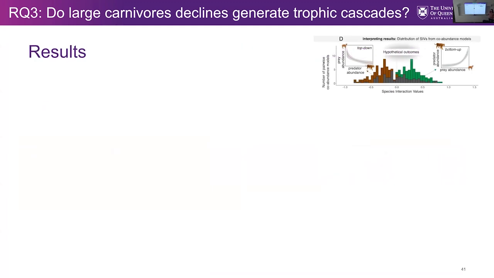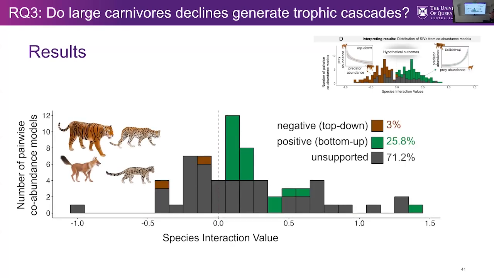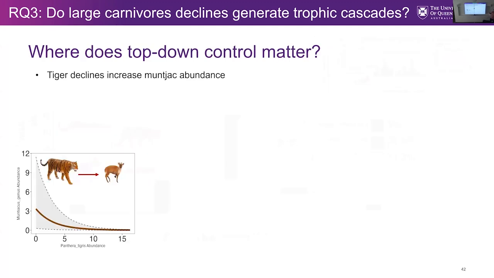So to examine the results, keeping our hypothetical results in mind, we can see that there's more support for bottom-up regulation than there is for top-down regulation, although there is still a lot of unsupported results in here as well. As far as the two top-down results, let's take a closer look. Like the previous research question, I found that tiger declines still do increase muntjac abundance.